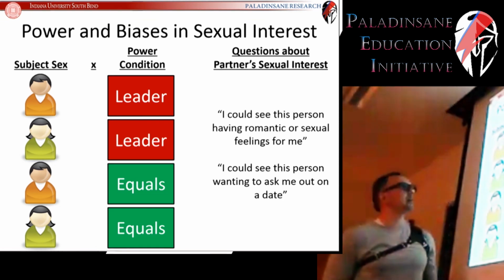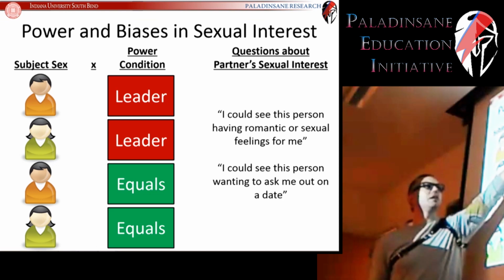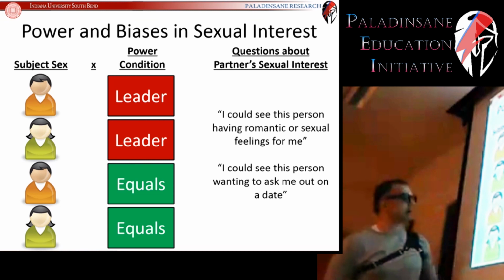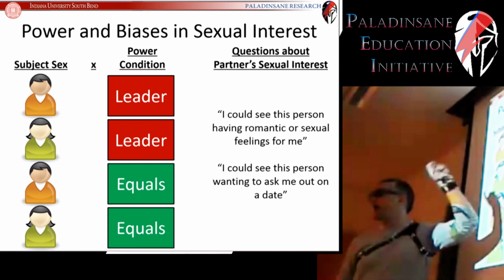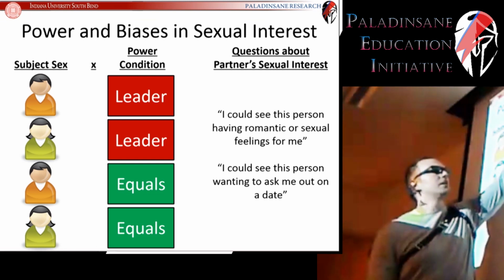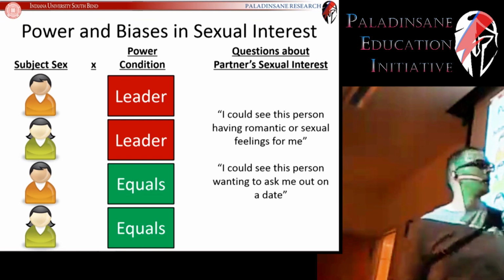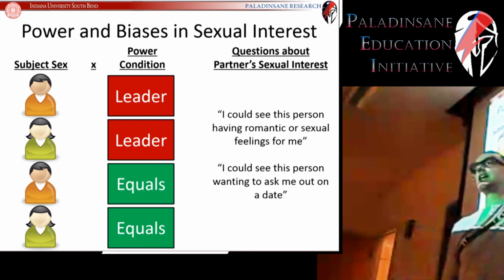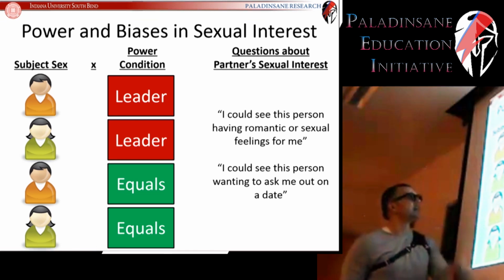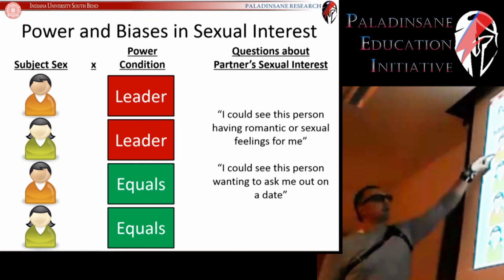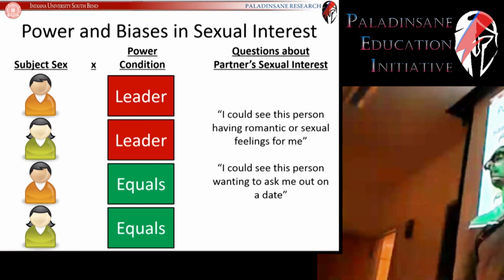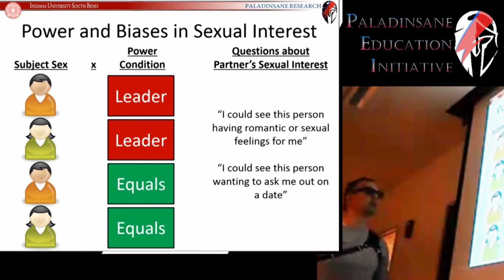And what we're going to see is males that are leaders, do they misperceive this more than males who are equals? And does that affect change? Does that affect change for gender? So do leaders misperceive this more than equals do? Are you more likely to get asked out by your boss than you are by a coworker? And if your boss is a female or a male, does that change how likely they are to over-bias your interest in them? That's what we're going to be looking at next time.